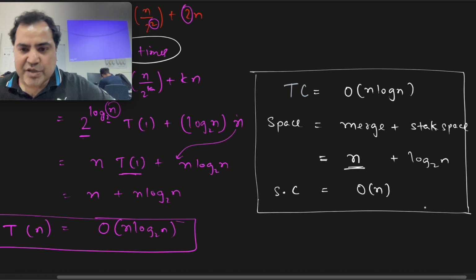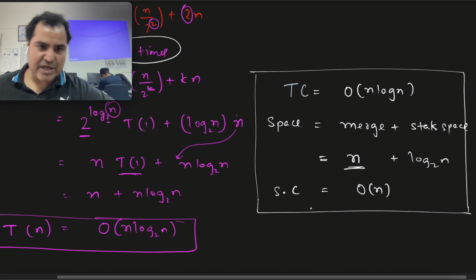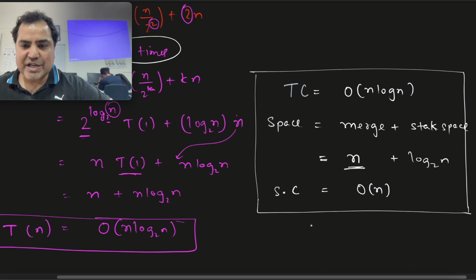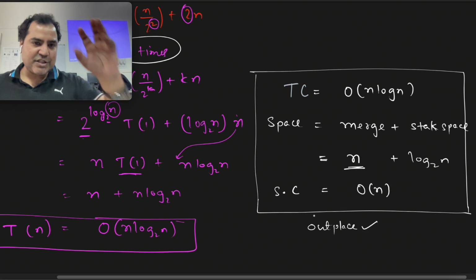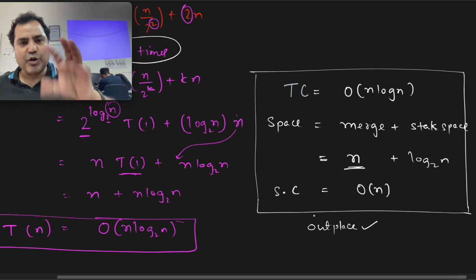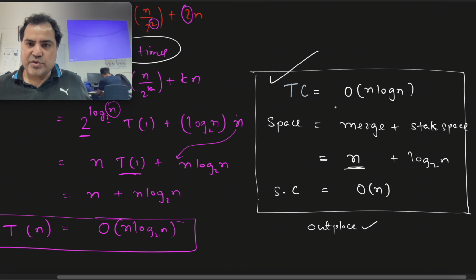And the algorithm which is taking extra space as storage is called an outplace algorithm, right? When an algorithm takes extra space as storage, then that algorithm is called an outplace algorithm, right? So this is all for merge sort.